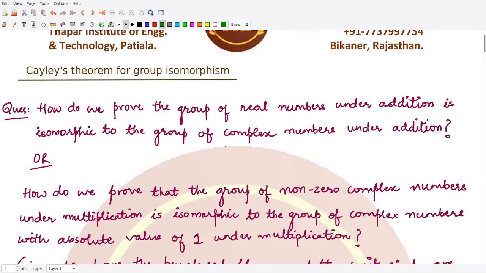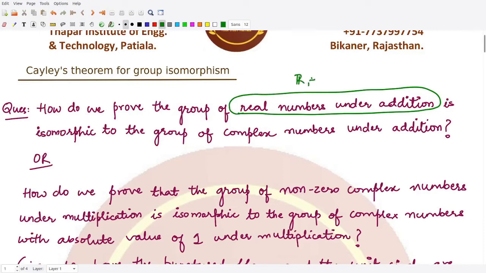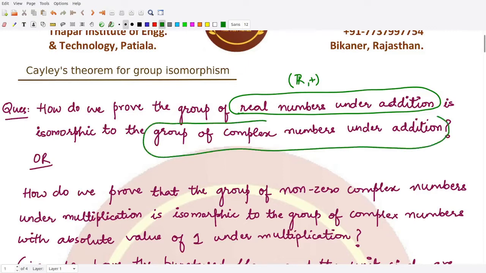The question that we have is, how do we prove the group of real numbers under addition? So this is one group, right? And the second group is the group of complex numbers under addition. So we have these two groups. One is real numbers under addition and one is complex numbers under addition. So how do we prove that both of these groups are isomorphic to each other?